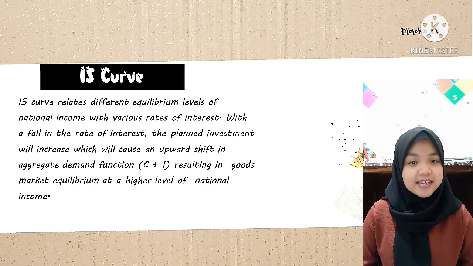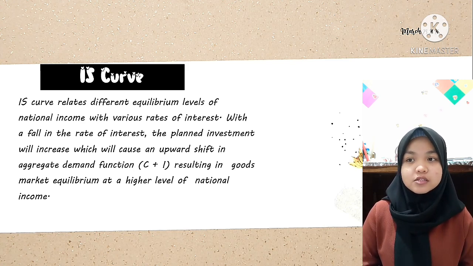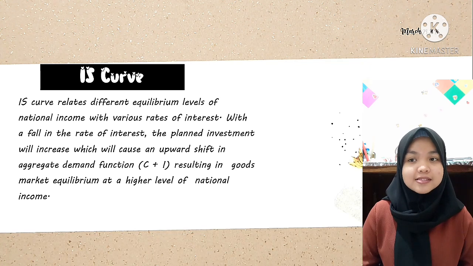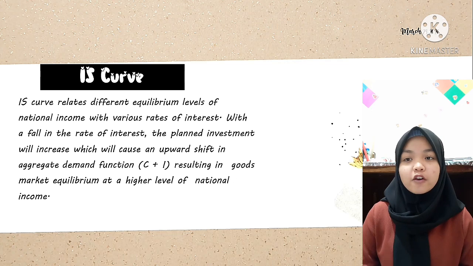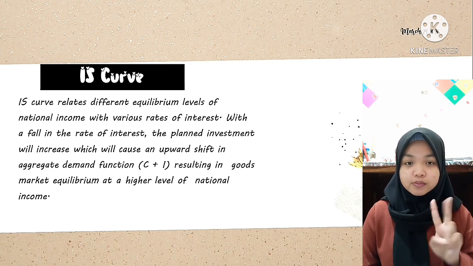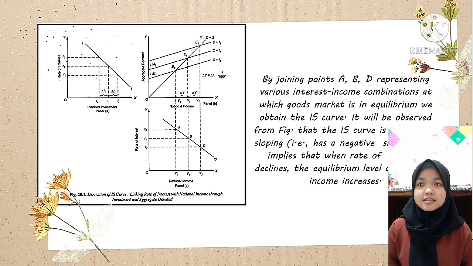Thus, the ES curve is the locus of the combination of rate of interest and the level of national income at which goods market is in equilibrium. How the ES curve is derived: the relationship between rate of interest and planned investment is depicted by the investment demand curve too. Okay, and the last, this is a curve about the ES curve.